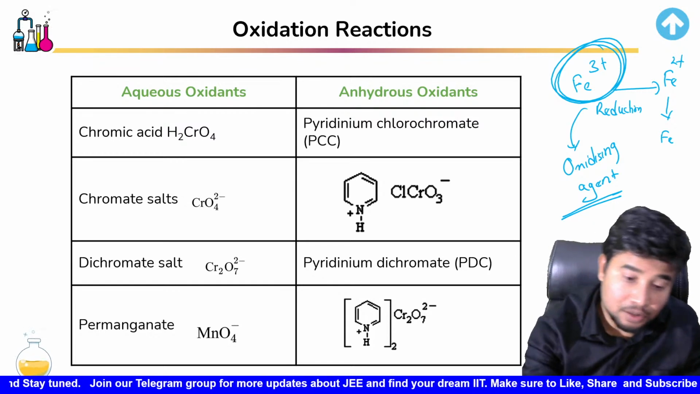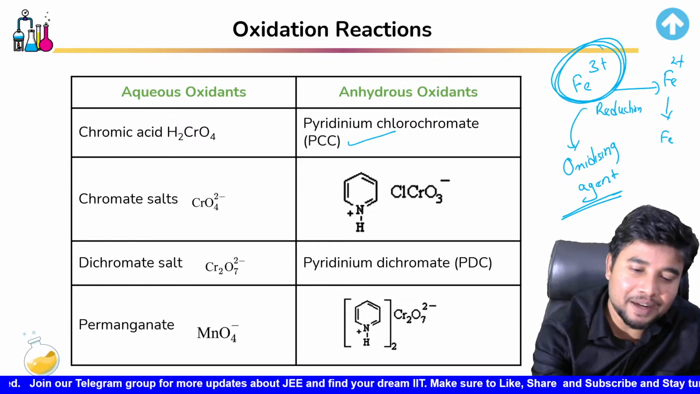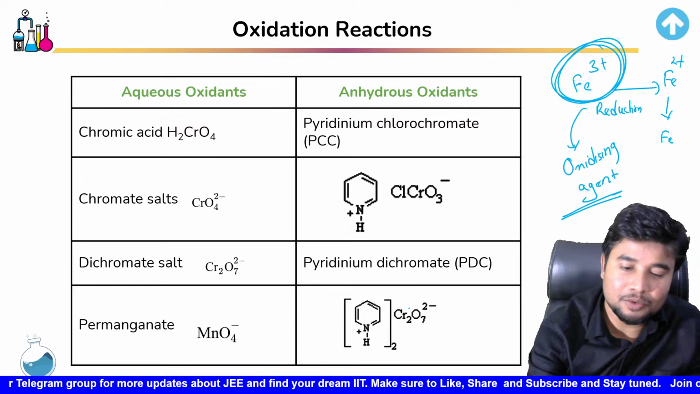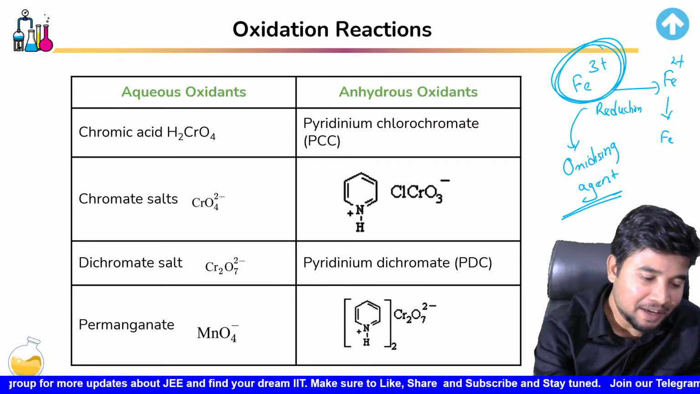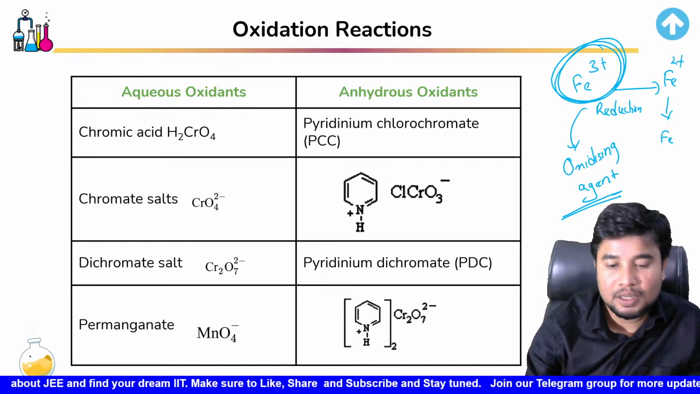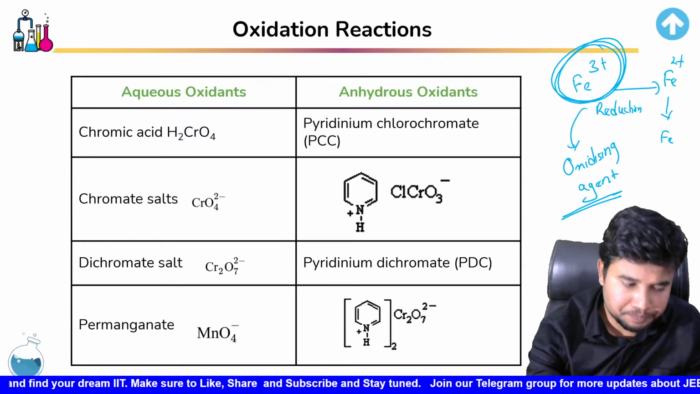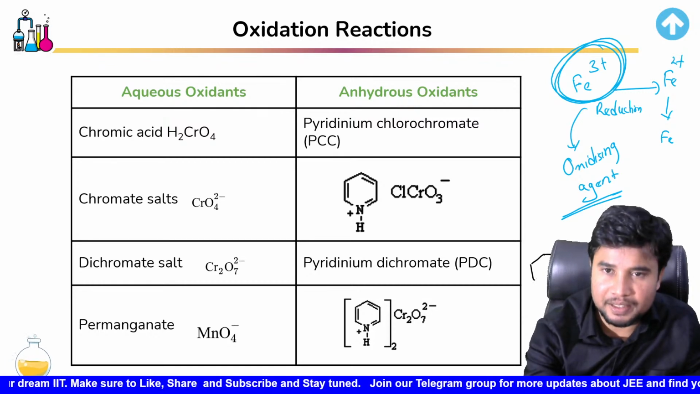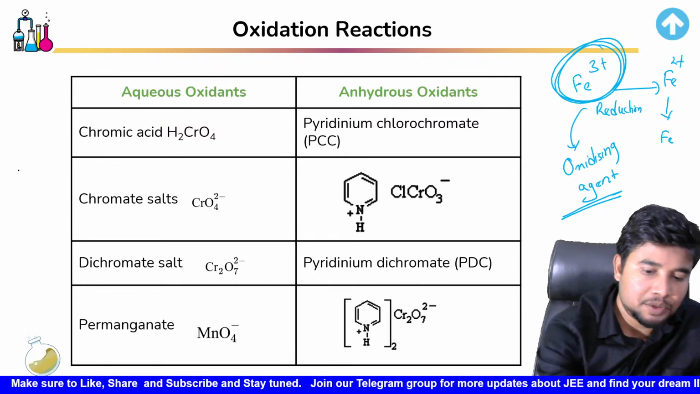Okay, now there are different substances. There is something called pyridinium chlorochromate. Now, what is this pyridinium chlorochromate? It is just a combination of pyridine, HCl, and chromate salt. So if you write a pyridine, I'll just do it over here. You can just look over here.